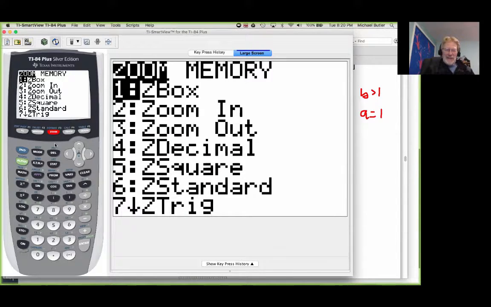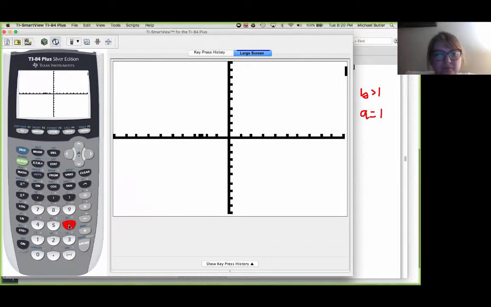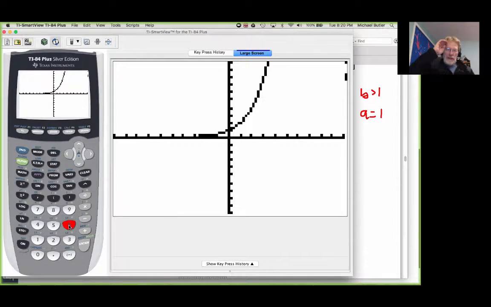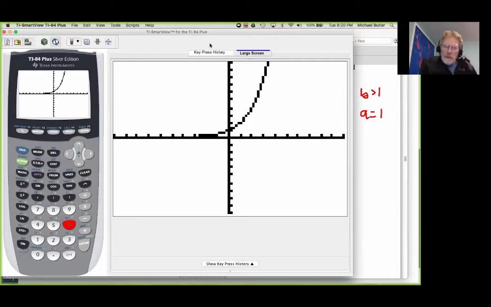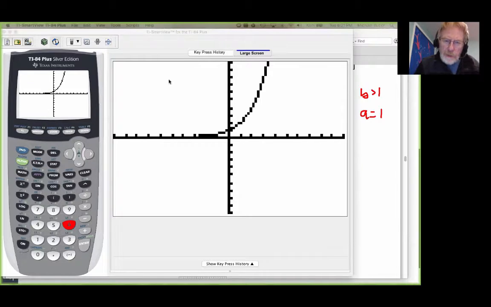All right, so hit zoom and a 6. You should get a graph that looks something like that, right? Yep, that's what I got on the first one. All right, cool. I'm going to try something here. I don't know if it'll let me do this on the screen or not, but I'm going to give it a try.